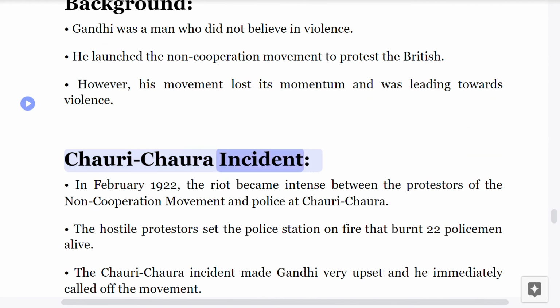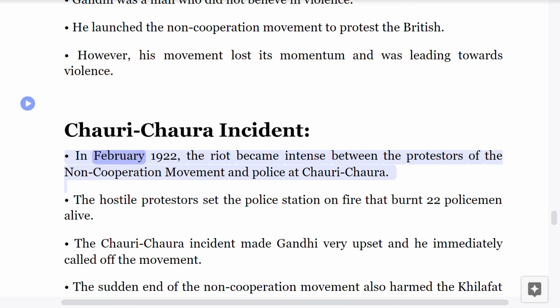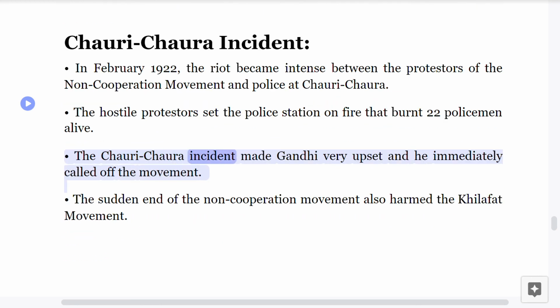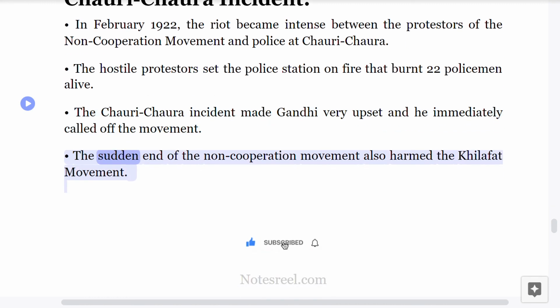Chauri-Chaura Incident. In February 1922, the riot became intense between the protesters of the non-cooperation movement and police at Chauri-Chaura. The hostile protesters set the police station on fire, which burnt 22 policemen alive. The incident made Gandhi very upset, and he immediately called off the movement. The sudden end of the non-cooperation movement also harmed the Khilafat movement.